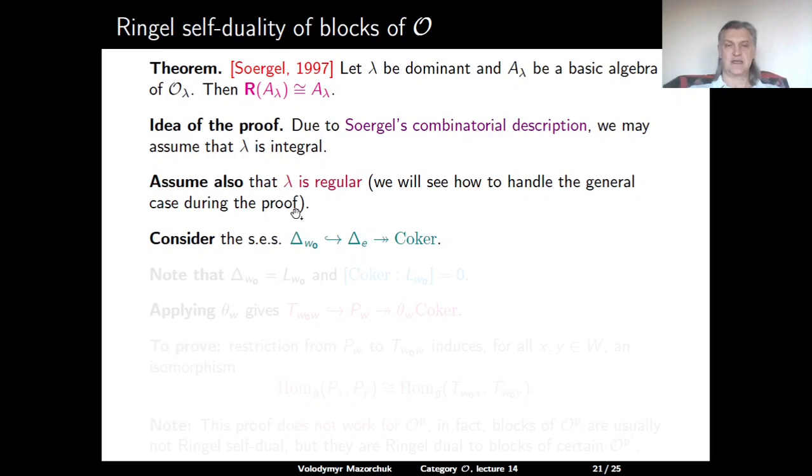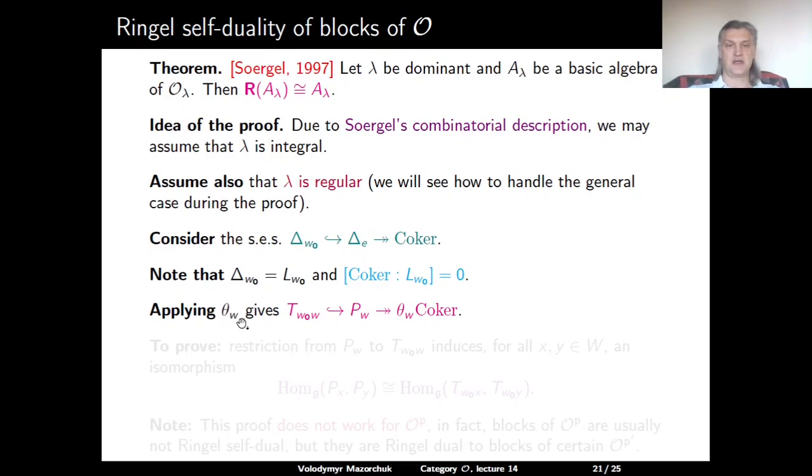Consider the short exact sequence, delta W0 is a submodule of delta E, and we have some cokernel. Let's note that delta W0 is a simple module, it's the simple socle of delta E, and that LW0 has multiplicity 0 in the cokernel.